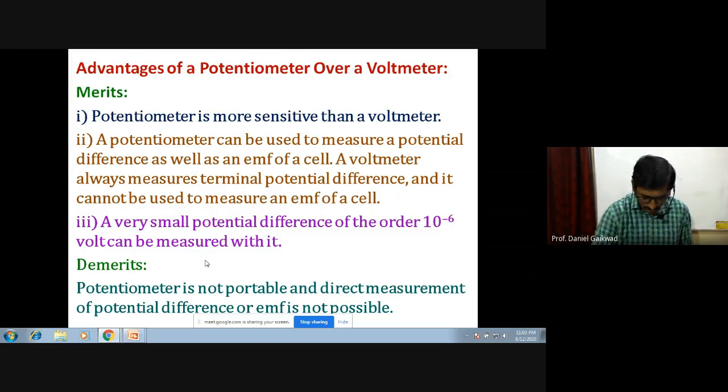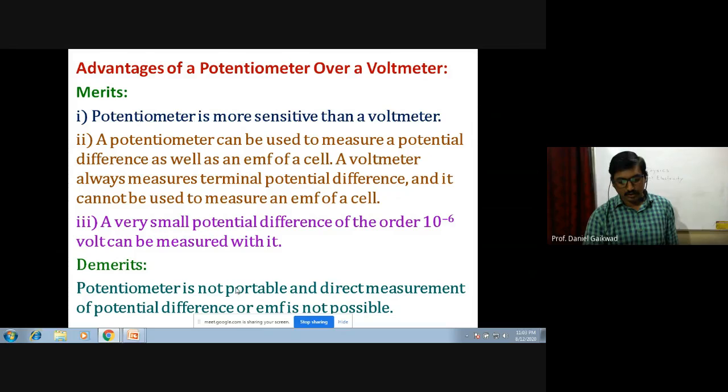So the potentiometer doesn't directly give you the value of EMF or potential difference, but we have to calculate using the formula and then we obtain the value of potential difference or EMF. So directly we cannot get the value of either potential difference or EMF.